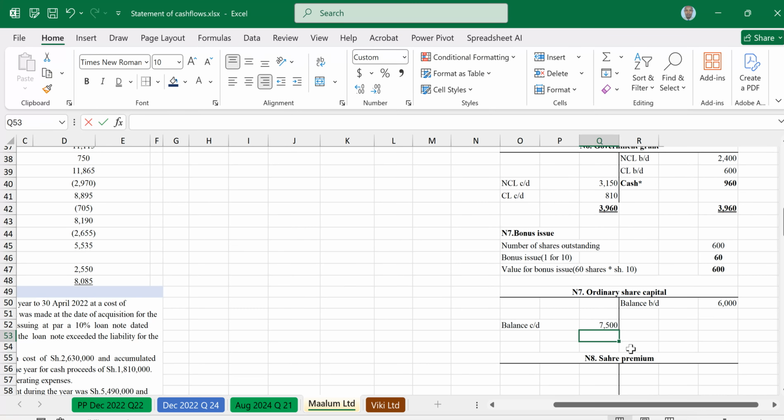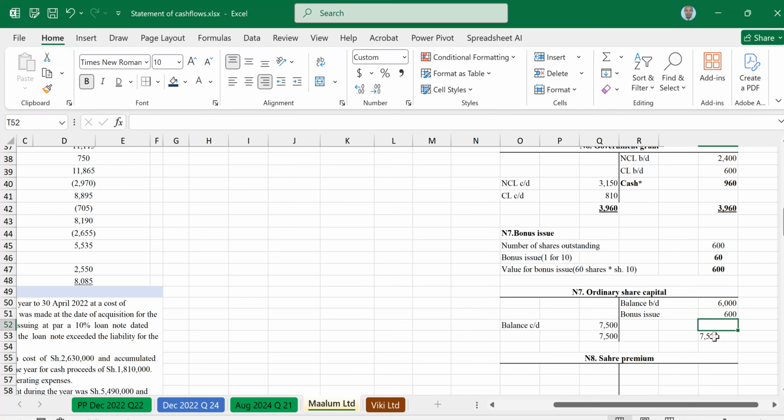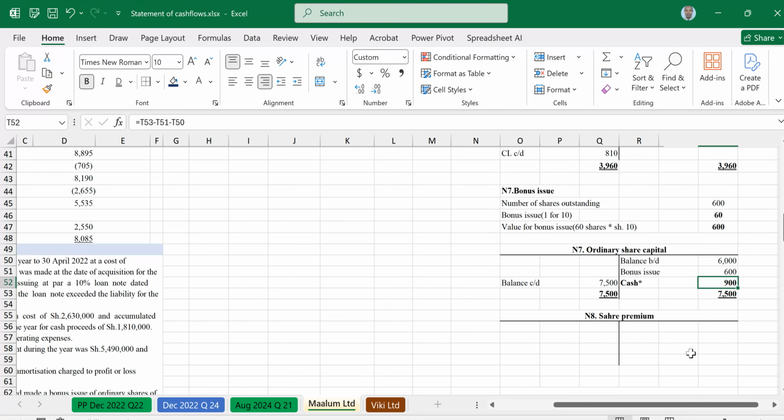Now we sum to get the total, which will be the same with this side, but before that, there is the bonus issue, which amounted to 600. Then, what now is the cash received from the issue of shares? The difference will be the cash received from the issue of shares. 7,500 minus 600 minus 6,000, we get our 900 from the cash received on the issue of shares.